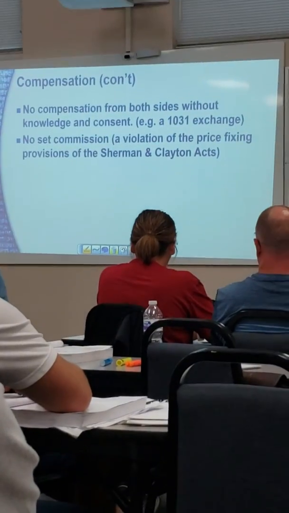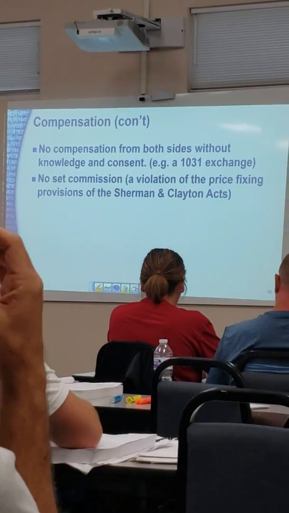No compensation from both sides without the written consent of both parties. Can we get paid by both parties? Yes, providing both parties agree to do so. Commissions are not set, they're negotiable. There's a federal law called the Sherman-Clayton Antitrust Law, where price fixing is illegal. So brokers cannot get together and fix their fee for service. It's called an antitrust violation, and it's very serious, and it has serious consequences both personally and also license-wise and monetary-wise. So compensation is not fixed, it's negotiable. And violation of price fixing is an antitrust violation.